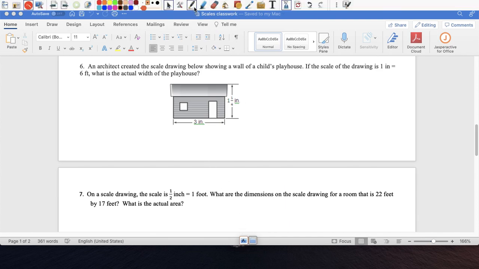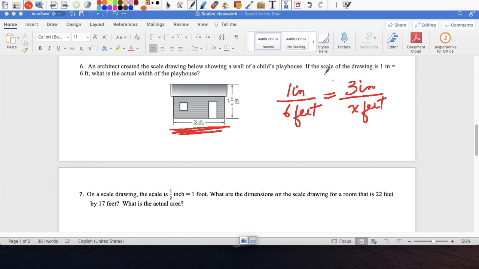Number 6. The scale of the drawing is, what is the scale? 1 inch is 6 feet. What's the actual width? So we want to know what this is. Well, this one's easy. 3 inches. What is 3 inches in real life? Well, x feet. We're not going to cross multiply because it's just times 3. So this one is times 3. So 6 feet. All right.